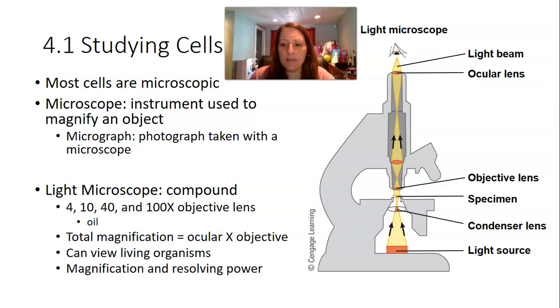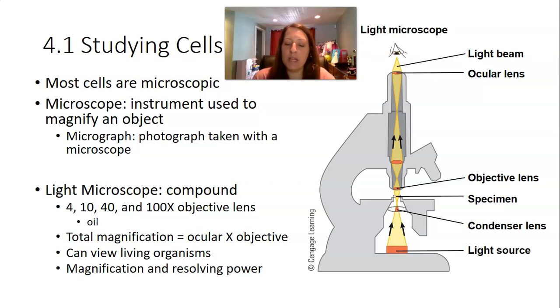Okay, so again, most cells are microscopic, which means you cannot see them with the unaided eye. A microscope, which is shown here in this picture, is going to be an instrument that's used to make an object appear larger or magnify that object. And some microscopes will have a camera on them. Again, if we were in the lab, my microscope, which I miss, has a beautiful camera on it, where I can actually take whatever I'm looking at under the microscope and project it onto a screen in the front of the classroom, which is really neat so that you can see what I see. And sometimes you can even take a picture.